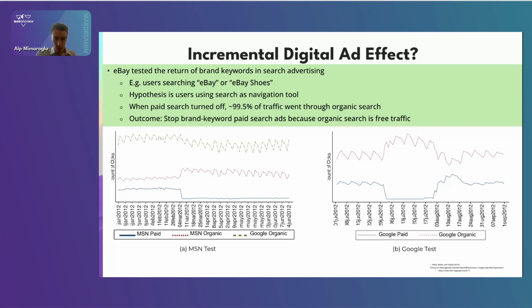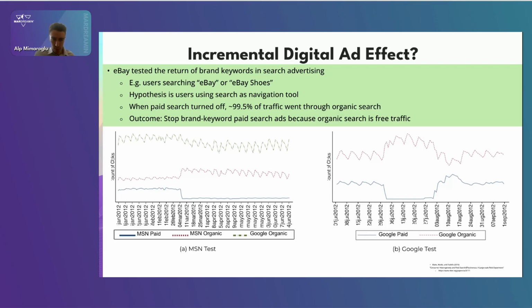And all the blue line here is paid, which goes down. As soon as they turn off paid, everybody starts coming directly through organic search and direct navigation. So what started happening is 99% of this traffic started coming for free. They didn't need to spend money on paid advertising. They can invest it into another source to drive incremental uplift.